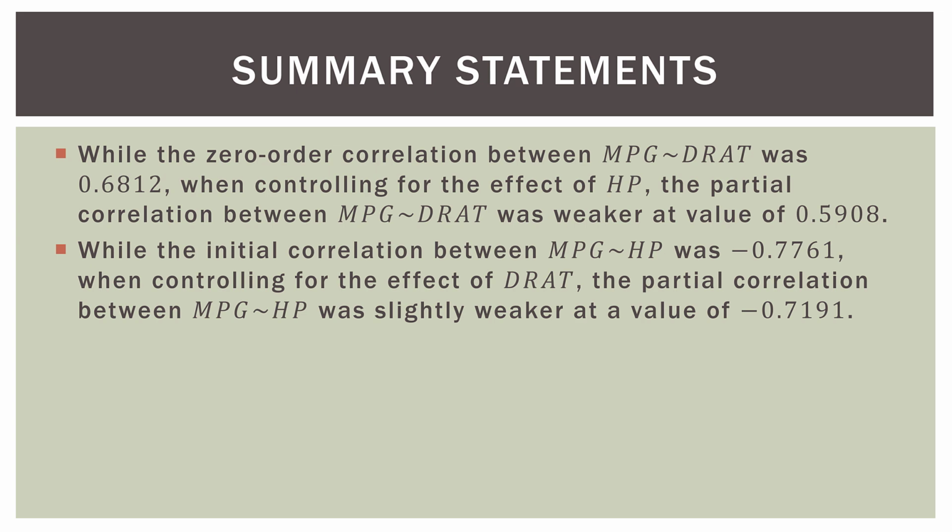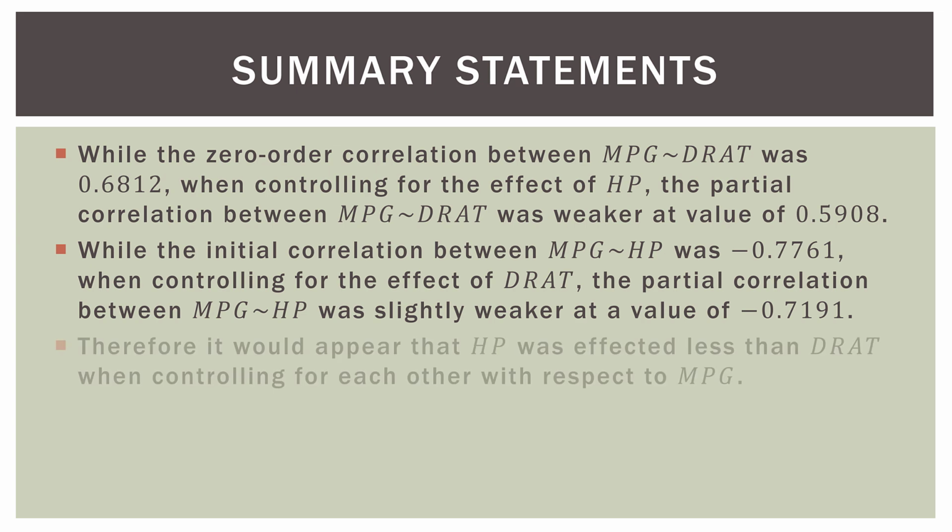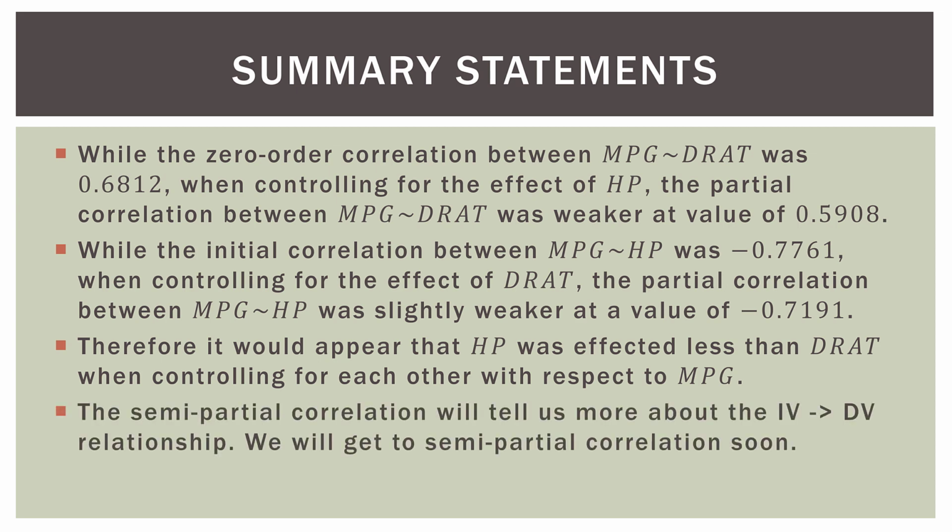Now, why do you think that is? Remember, there was a relationship between DRAT and horsepower. It was like negative 0.45 or something. So that makes sense. So the contribution and the relationship between each of these went down a little bit. They got a little bit weaker because there was already a pre-existing relationship between DRAT and horsepower. So therefore, it would appear that horsepower was affected less so than DRAT when controlling for each other with respect to miles per gallon. Now, the semi-partial correlation will tell us even more about the independent variable to dependent variable relationship. And we will get into semi-partial correlations soon.